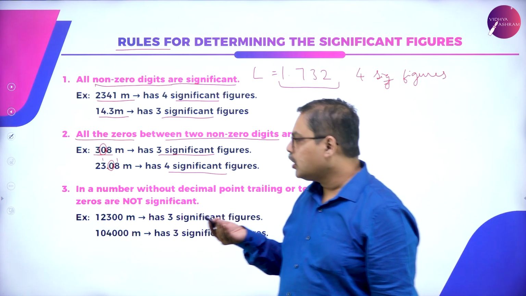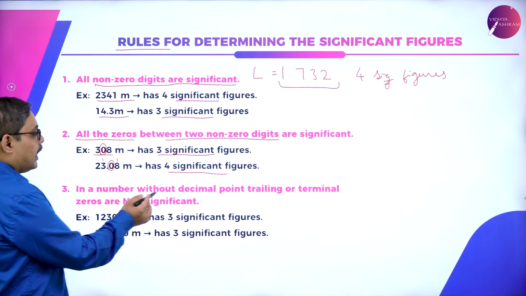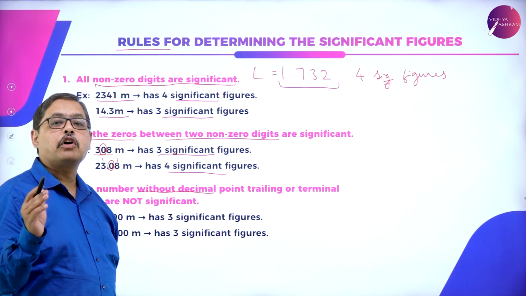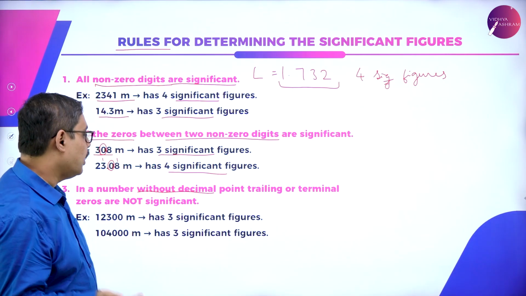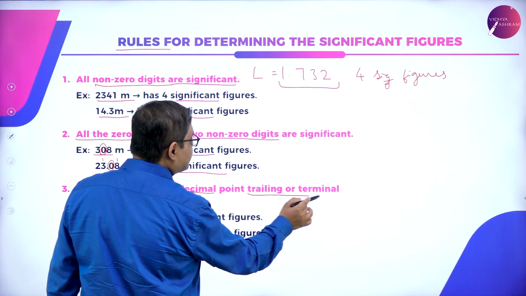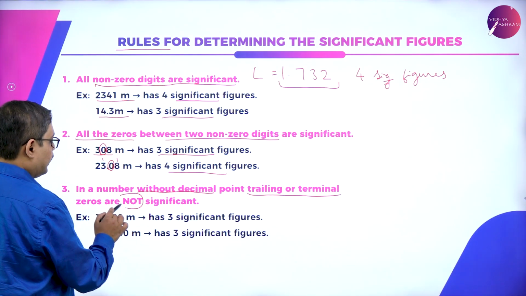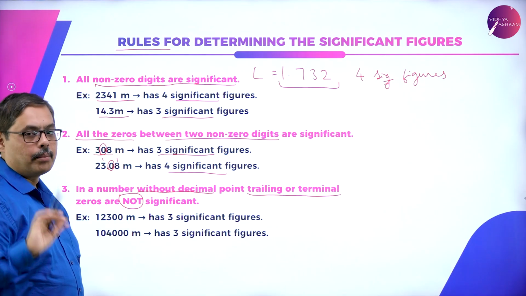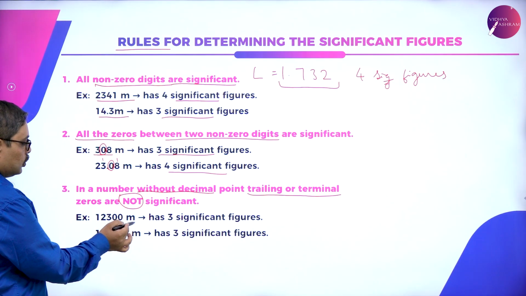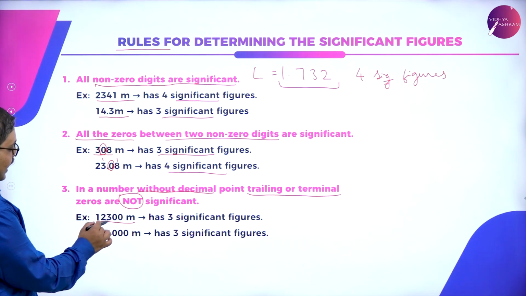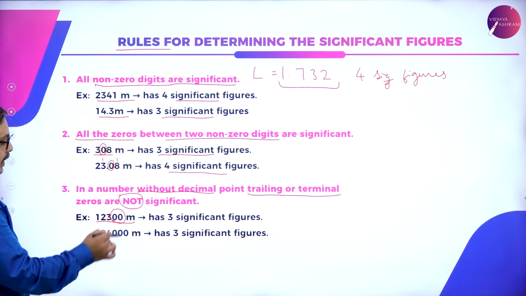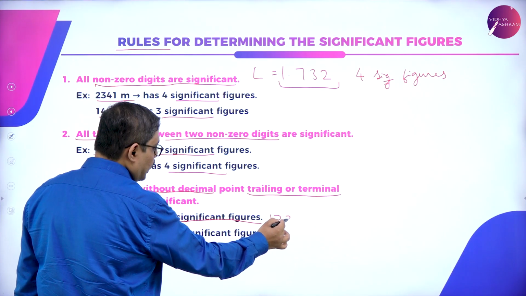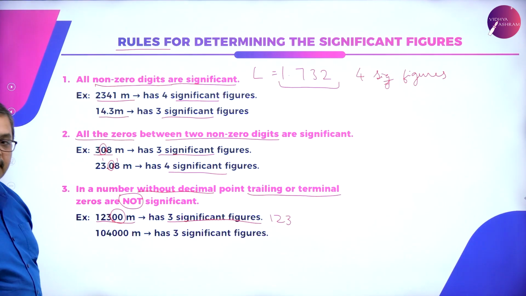Moving on to the next rule. If a number is without a decimal point, or simply a whole number, the trailing or terminal zeros are not significant. I have measured something, the last digits are 0. The measurement is a whole number. Say for example, 12300 meter. The last numbers are zeros, they are not significant. So here it has only 3 significant figures, which are 1, 2 and 3. The zeros are not significant.